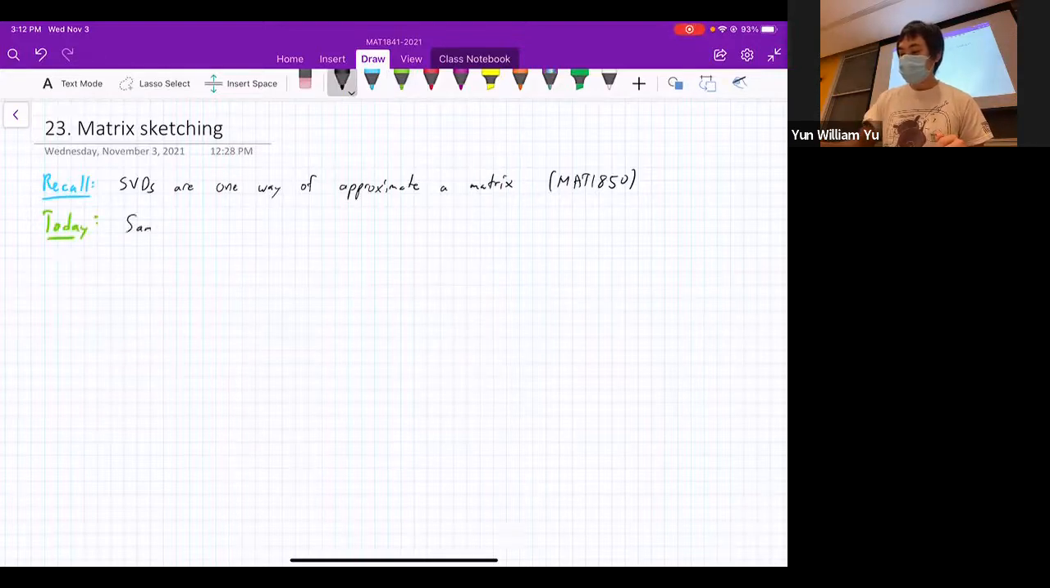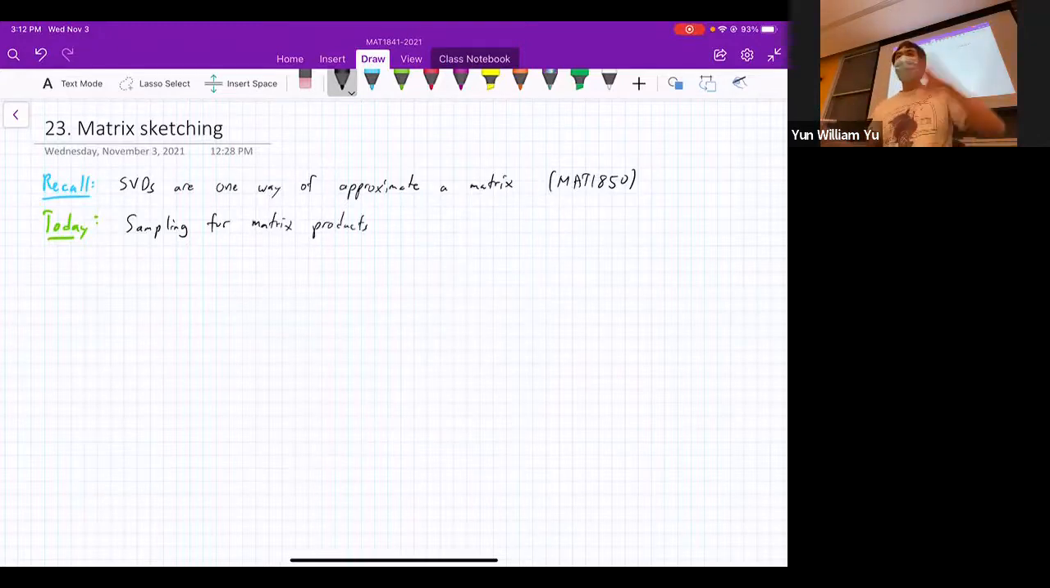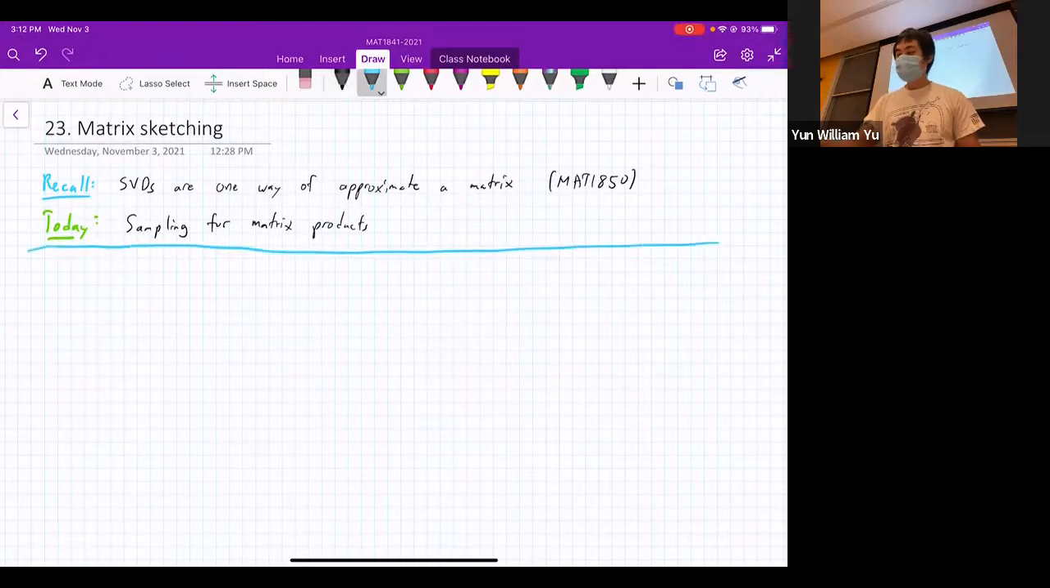So we're going to be talking about sampling for matrix products. It's going to be a bit of a throwback to an earlier portion of our class. We finished up the wavelet section, and we're going to be talking a little bit more about sketching today. And this is hopefully just going to be a self-contained one-day lecture.